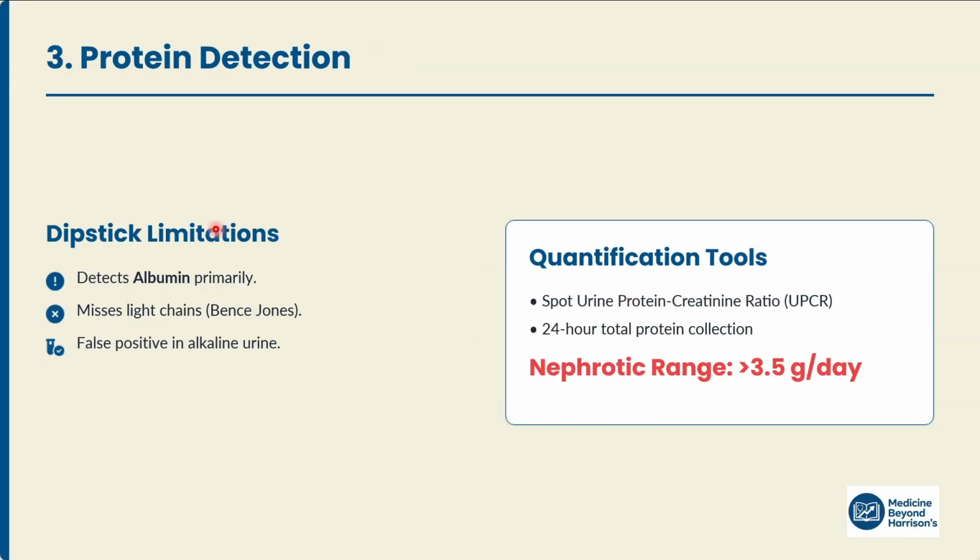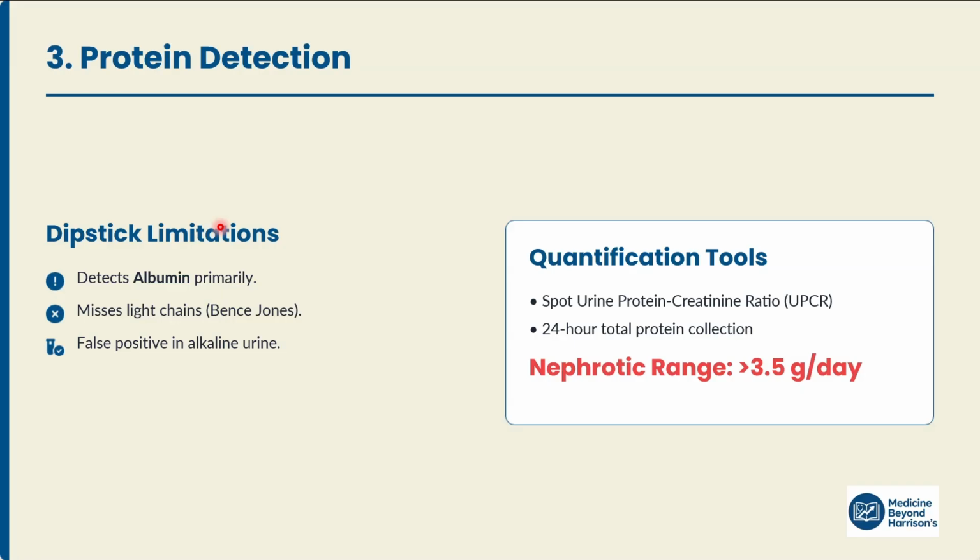Proteins: the dipstick detects albumin primarily. So it misses many light chain proteins, Bence Jones proteins, and other types of proteins that it fails to detect. It is sometimes false positive in alkaline urine also. These are the basic limitations of dipstick analysis for proteins.